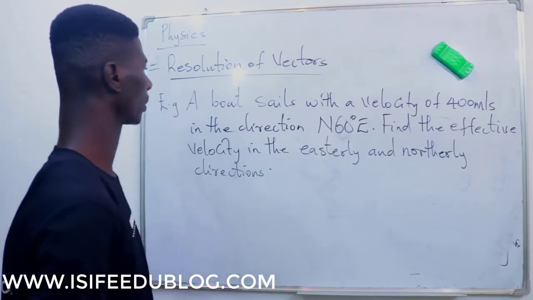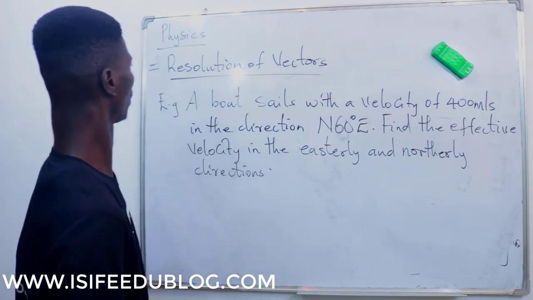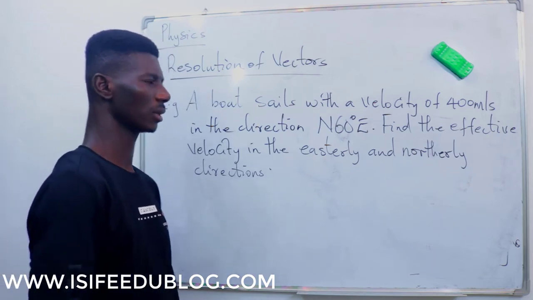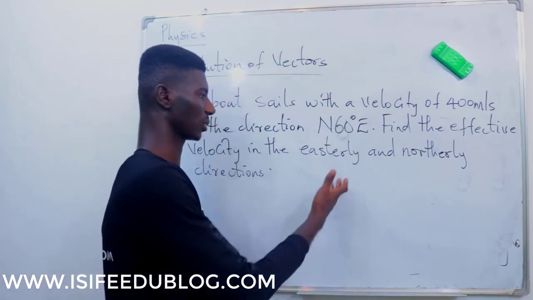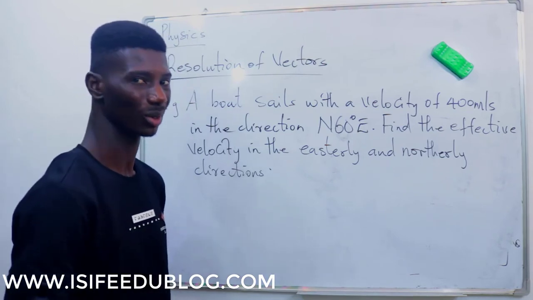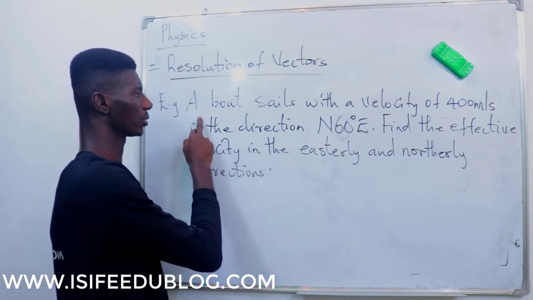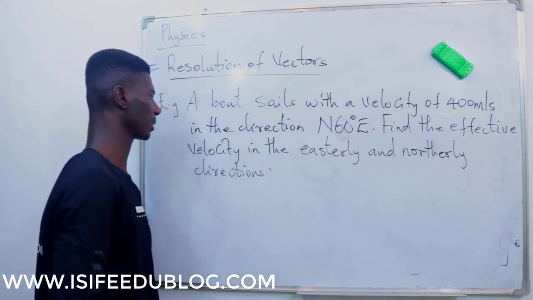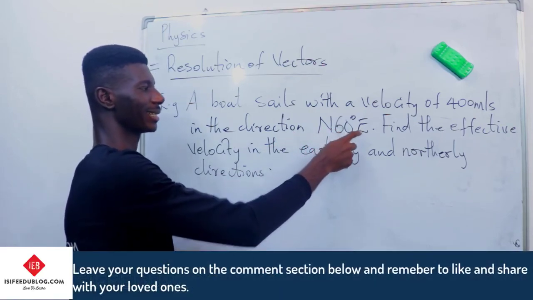Okay, we have an example on the board to illustrate our formulas when we are resolving to the vertical component and the horizontal component. Now most times they will not mention vertical or horizontal. As you can see in this question, you are going to use your brain to know what they are asking you to do. So they said here, a boat sails with a velocity of 400 meters per second in the direction north 60 degrees east.